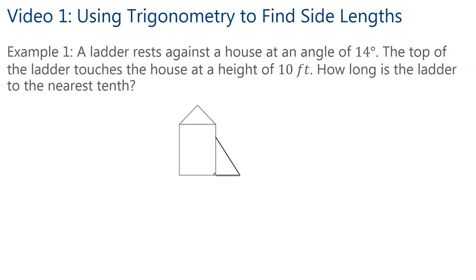So example 1. A ladder rests against a house at an angle of 14 degrees. The top of the ladder touches the house at a height of 10 feet. How long is the ladder to the nearest tenth?